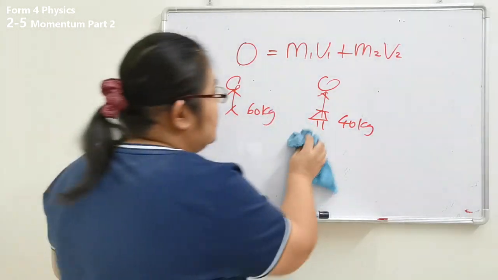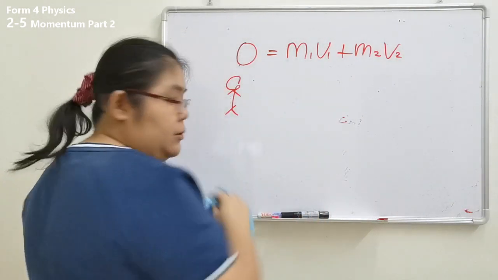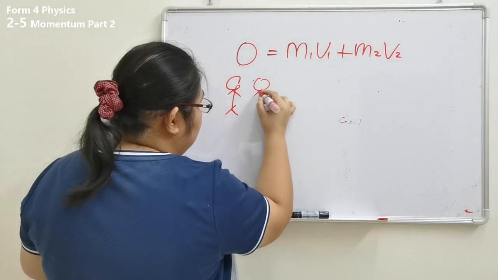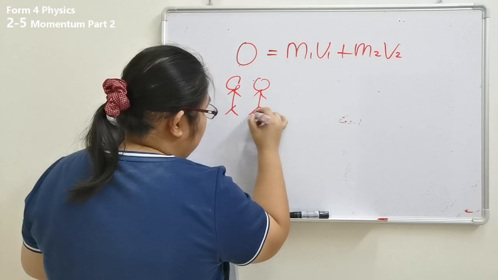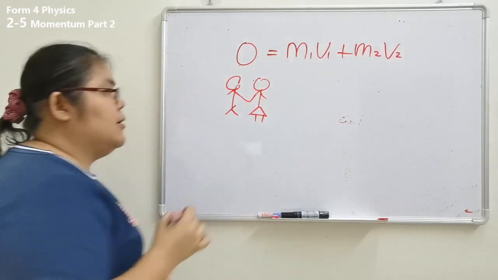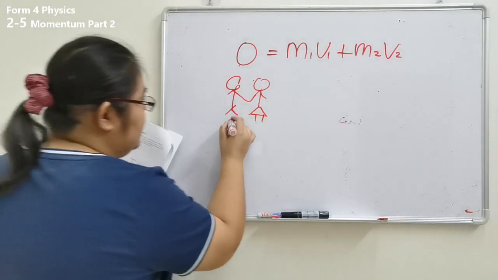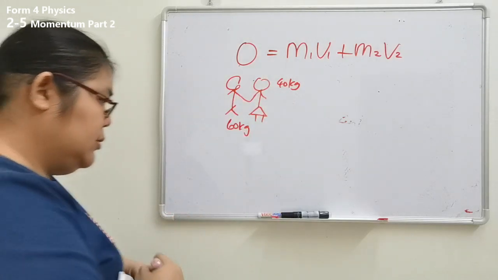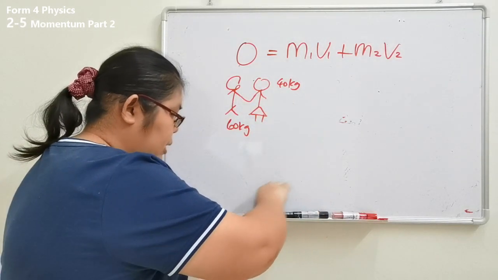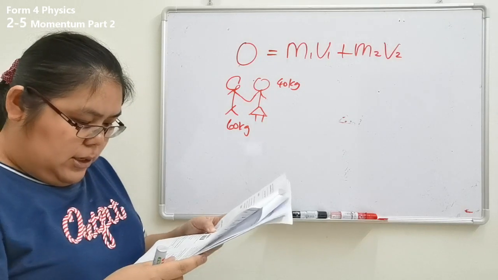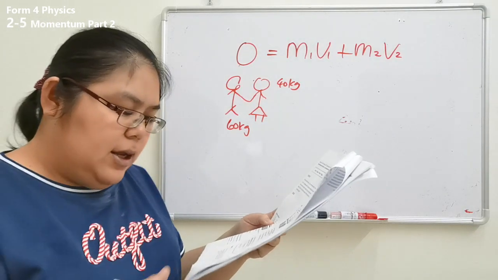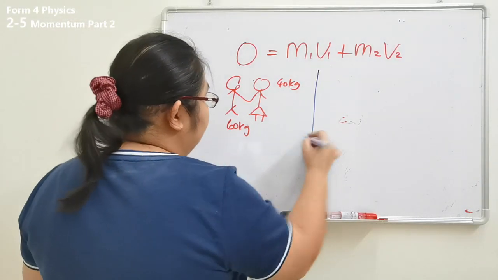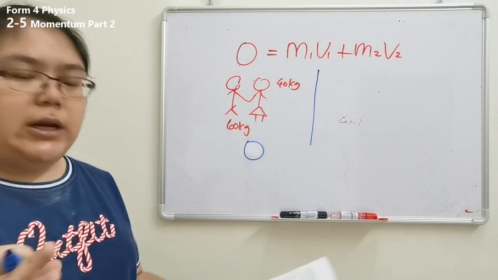So the drawing should be together first. This is the boy, and this is the girl. They move together. This one is 60 kg, and this one is 40 kg. Now when starting, they say they are facing each other on the skating ring, so that means when starting they never move. So the momentum before is 0. They don't have any momentum.